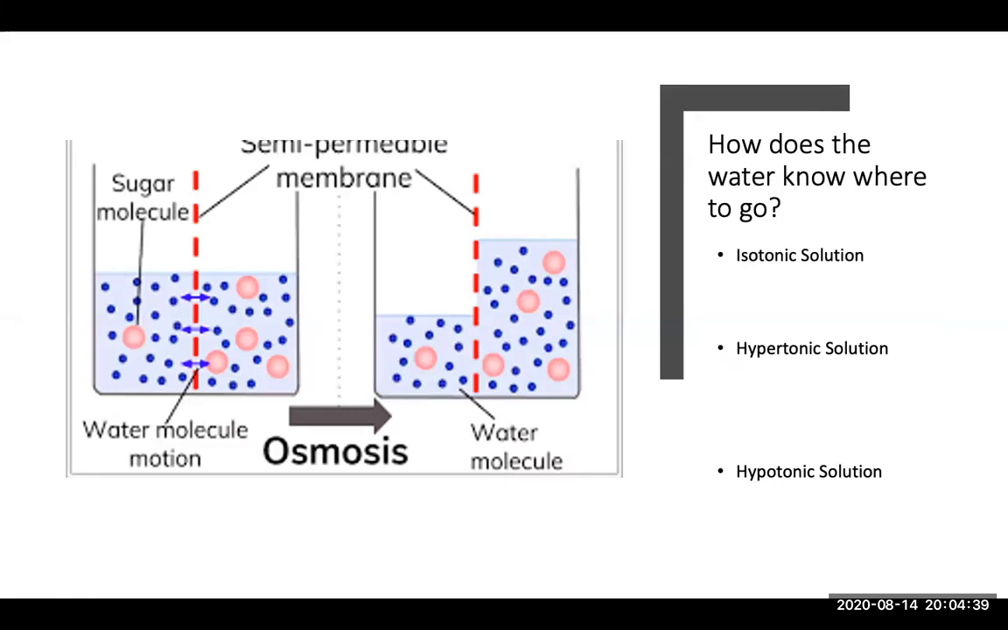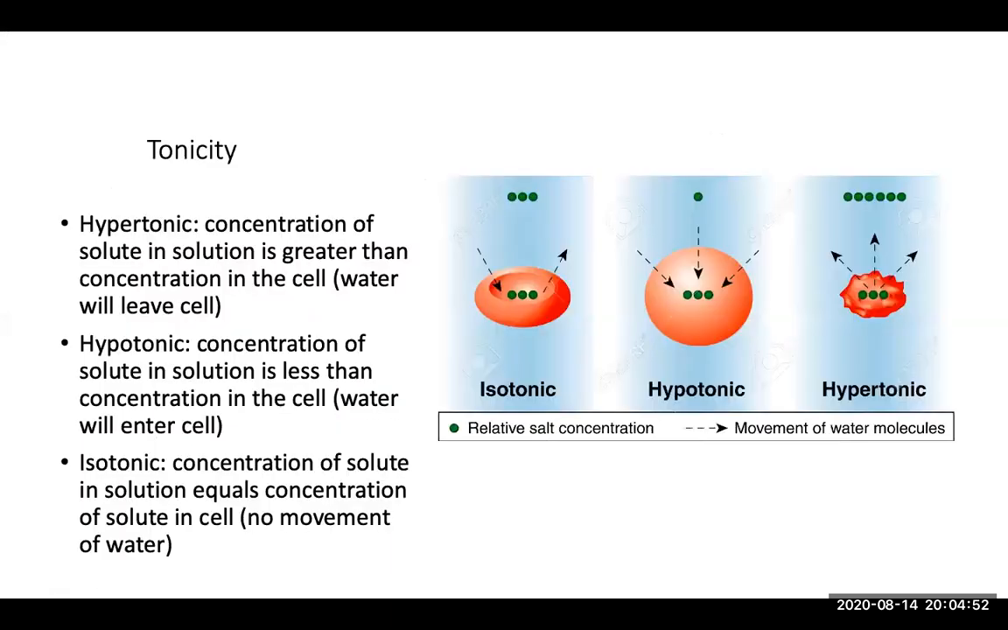How does the water know where to go? The isotonic, hypertonic, and hypotonic describe the solution in relation to the concentration of the solute particles within it. Tonicity, a hypertonic, the concentration of solute in the solution is greater than the concentration in the cell, so water will leave the cell. So if we take a look, first of all, just an isotonic solution.